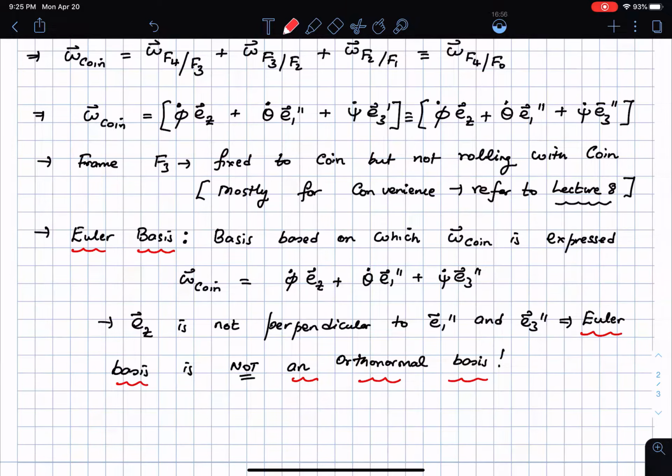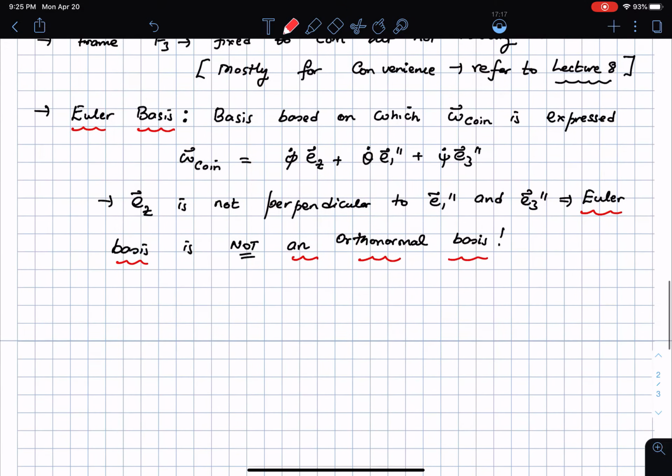We can always take these vectors, since we have the transformation matrices, and express them in terms of one set of common unit vectors or the other. My choice is typically to express them in terms of the xyz coordinate frame and then also the double prime coordinate frame. And you'll see the reasons for that as we look at solving the rolling coin problem.